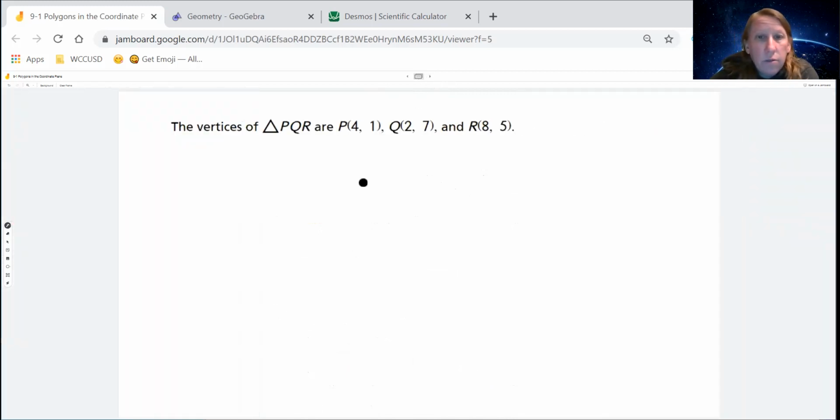All right, so this is one you could do, but I'm going to make the computer do it for me. So instead of doing all the distance formula and all the slope formulas by hand, I'm going to actually make the computer do it. Okay, and the way we're going to do that is we're going to go to GeoGebra and we're going to program in this triangle, PQR. So I'm going to go 4, 1, 2, 7, and 8, 5.